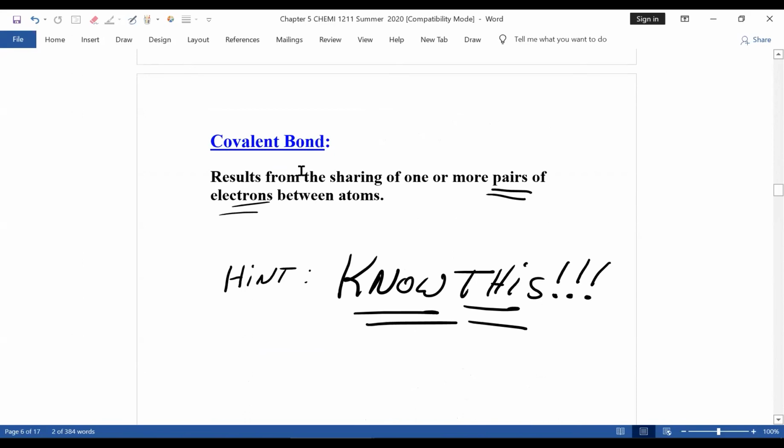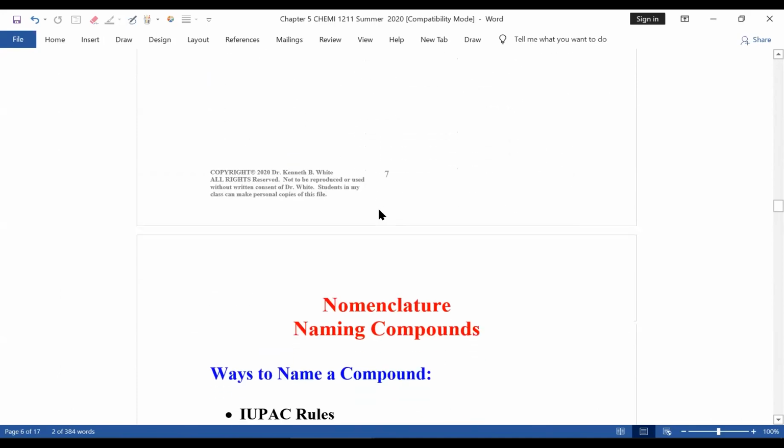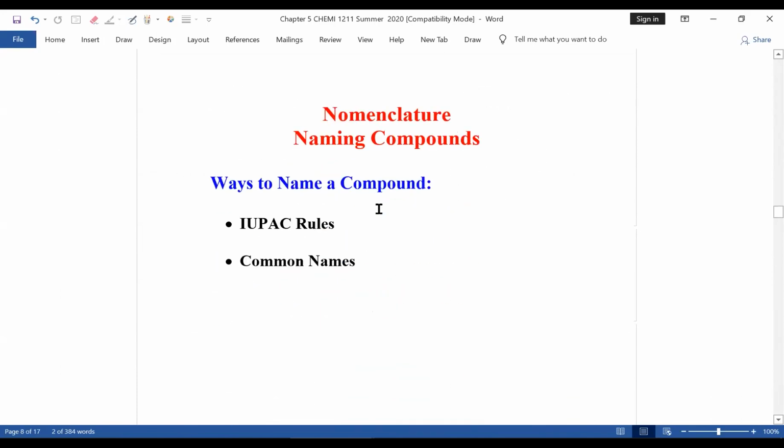And the covalent bond is the sharing of one or more pairs, and that's pairs, not single electrons, pairs meaning two electrons between atoms. Now, in your book, they have a whole thing about nomenclature. Now, nomenclature is a fancy word meaning name.